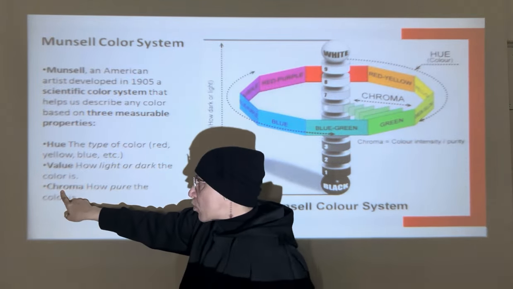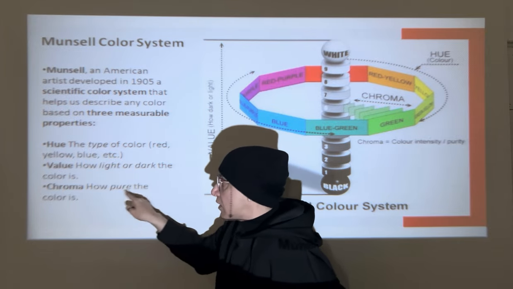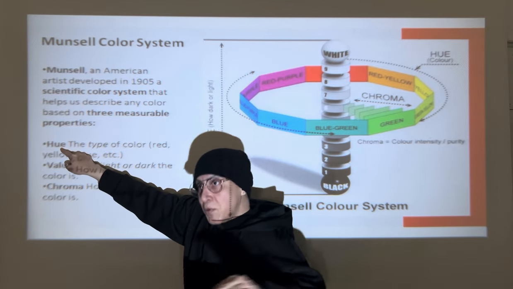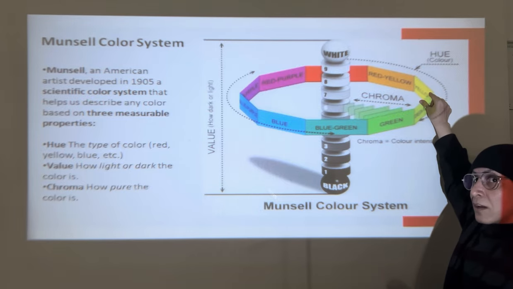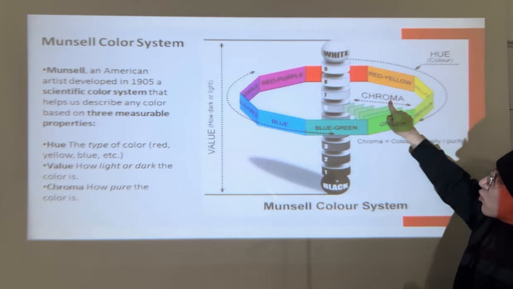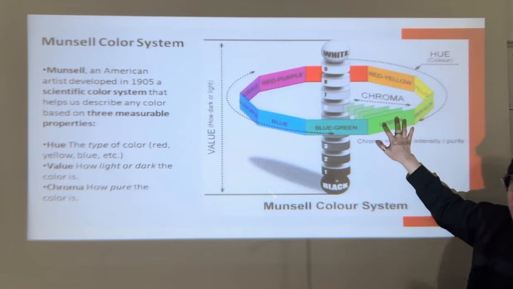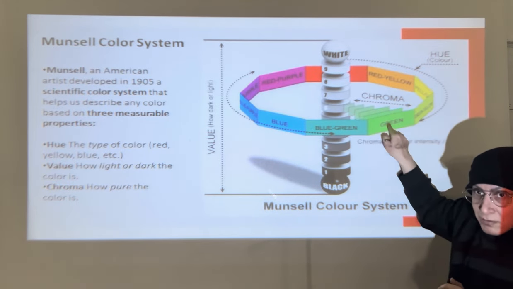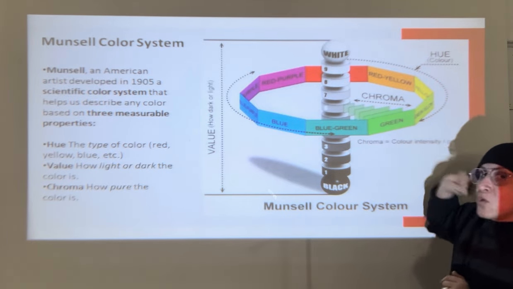And we have chroma. Chroma refers to how pure the color is. The hue, we know it's the purest because it doesn't have any mixture in it. Okay, but the chroma refers to how pure it is. So this one is the purest, for example. When we start adding this gray slowly to it, it becomes less and less pure, okay?